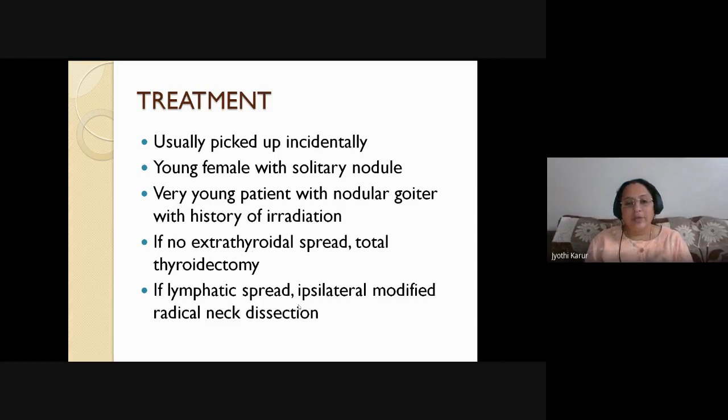Suppose there is ipsilateral lymphatic involvement. Suppose the tumor has spread to the same side lymph nodes. So along with thyroidectomy, you have to do modified radical neck dissection. So you have to clear the lymph nodes on the ipsilateral, that is the involved side, and you have to do total thyroidectomy. So for papillary carcinoma, the treatment of choice is total thyroidectomy. If the lymph nodes are involved, it is modified radical neck dissection. So are you with me till now? Yes?